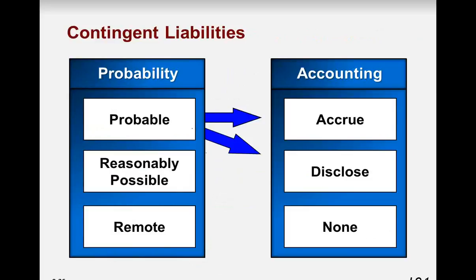If it's just reasonably possible, we do the same thing. We say, we're pretty sure there's going to be a settlement in this case, but we don't know how much. But if it's really unlikely that there would be a lawsuit or a settlement, they don't do anything. They don't disclose that to their shareholders.